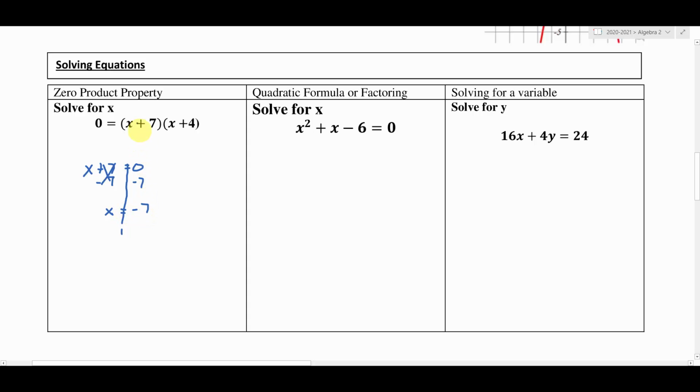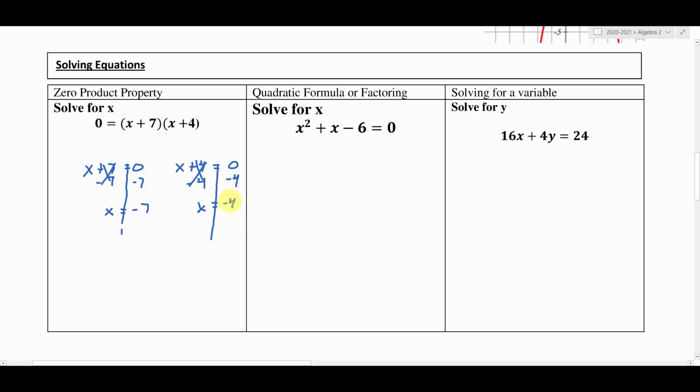So if I took that negative 7 and plugged it in up here, I'd get negative 7 plus 7, which gives me a 0. That's what I wanted. Then the other scenario is if x plus 4 is the 0. So I'm going to say x plus 4 equals 0, and I do the same thing. I'm going to subtract 4 from both sides of the equation. So those cancel, and we get x equals negative 4.